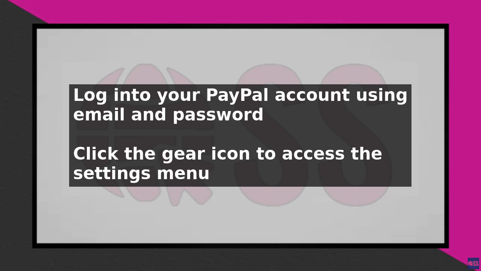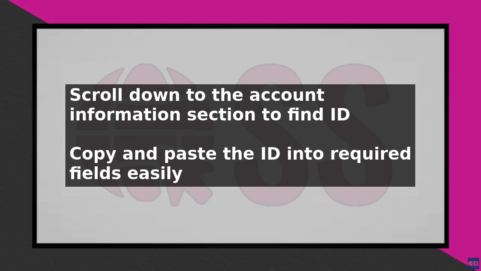To locate your PayPal ID, start by logging into your PayPal account using your email address and password. Once you are logged in, click on the gear icon in the top right corner of the page to access the Settings menu. From the Settings menu, click on Account Settings. This will take you to a page with various account options.